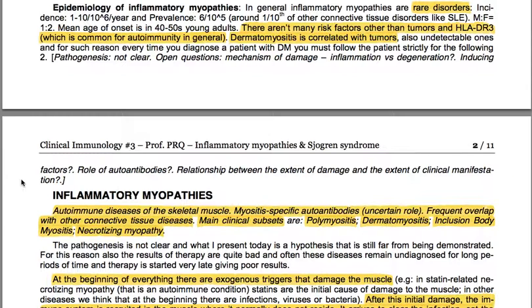Dermatomyositis is correlated with tumors, also detectable ones, and for such reason, every time you diagnose a patient with dermatomyositis, you must follow the patient strictly for the following 2 years.